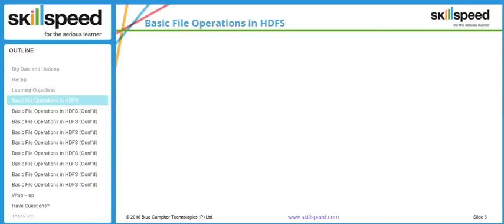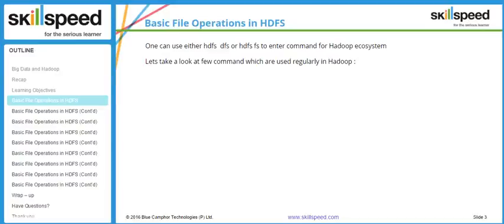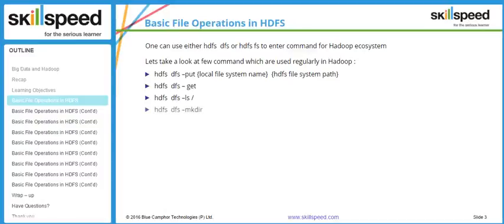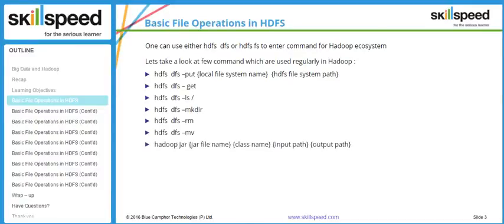Now, we are going to use certain commands such as the put command, which is used to upload a file into Hadoop, get command, which is used to download a file from Hadoop, the ls command to list the files, mkdir or the make directory command to create a directory, rm to remove a file, and mv to move a file. And last but not least, we will also try to run a jar file on Hadoop and see how you can do this. So let's get going with the next slide.